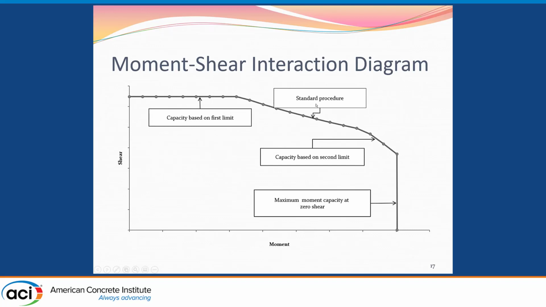Typically we have a standard procedure for a while. Sometimes we don't even have a standard procedure, and the limits control the whole design. And we have the capacity coming from the second limits. And then finally, we meet our maximum moment capacity at zero shear.